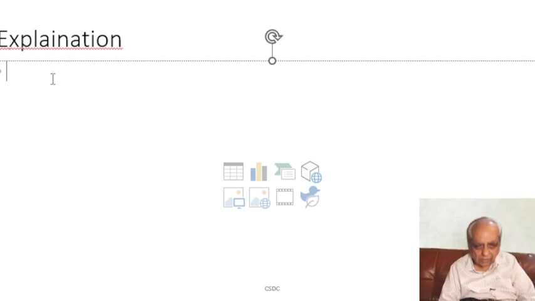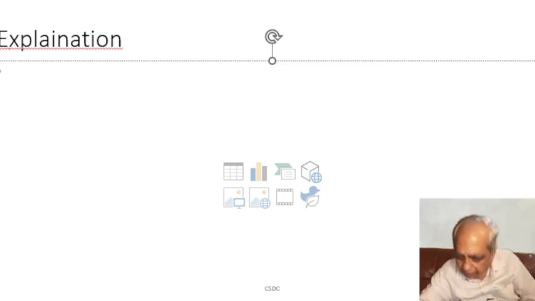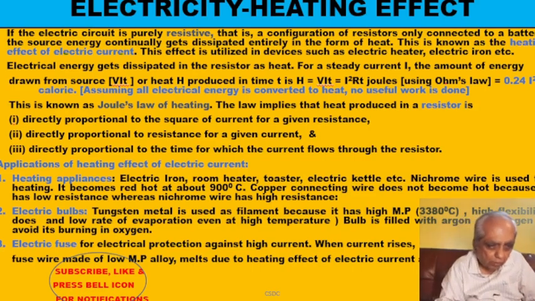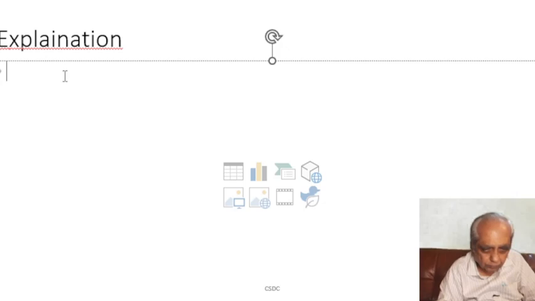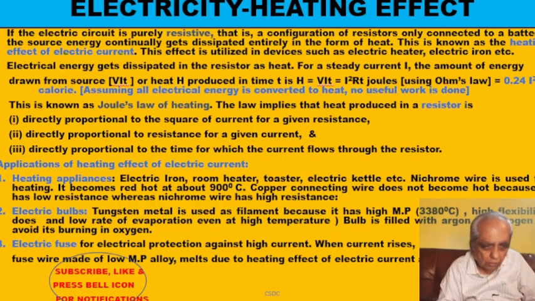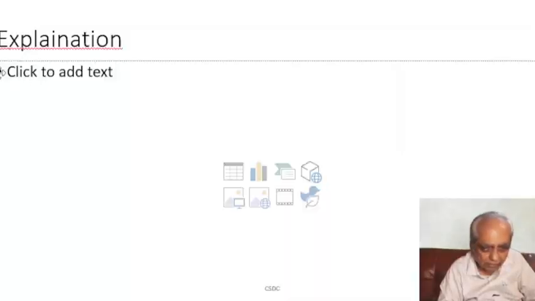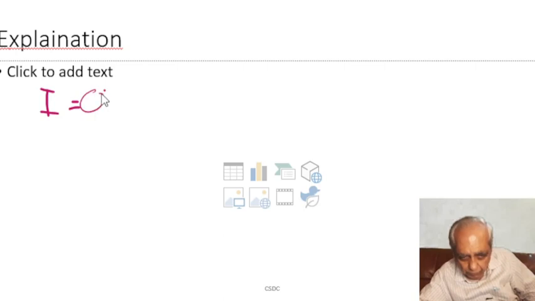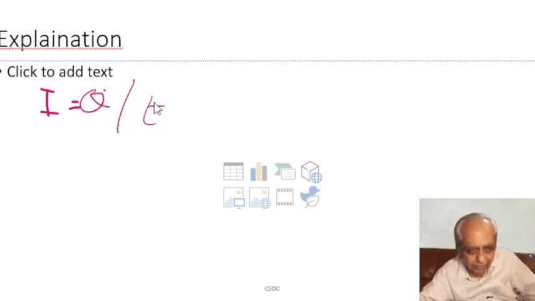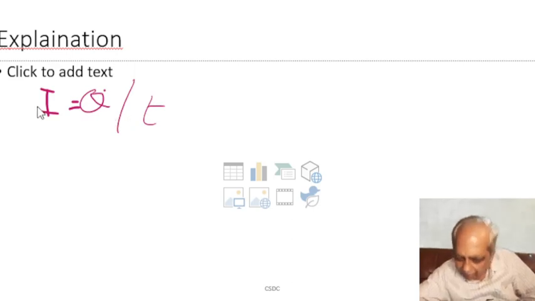We started with current I is equal to charge flowing per unit time. So I is equal to Q upon T. This was the first formula that we derived, where Q is the charge and T is the time. Charge is measured in coulomb, time in second, then I is in ampere.